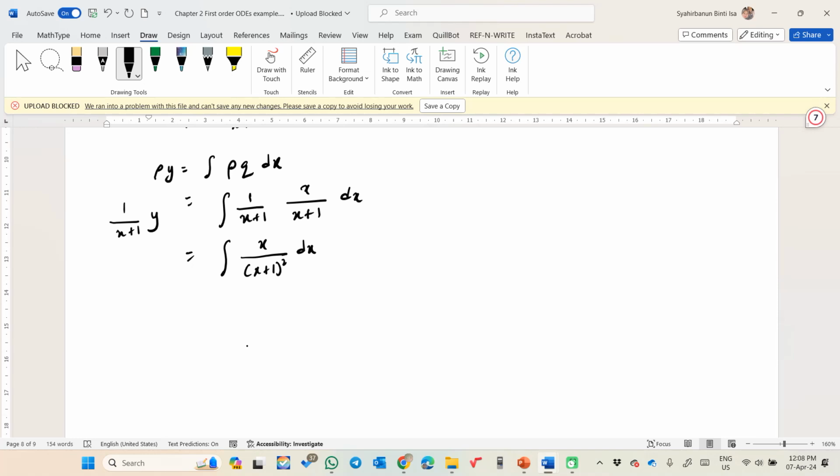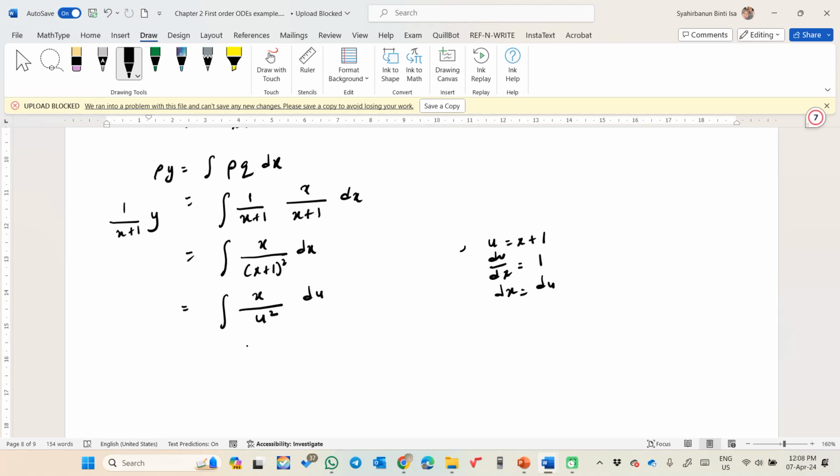This is actually quite easy, but still you need to think how to solve this integration. So for this integration, we just use the substitution u equal x plus 1. So du over dx equal 1, so we have dx equal du. If we substitute into the integration, we still have x, and the denominator is substituted with u squared, dx is du.